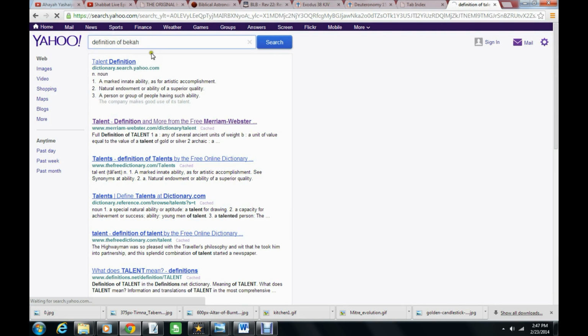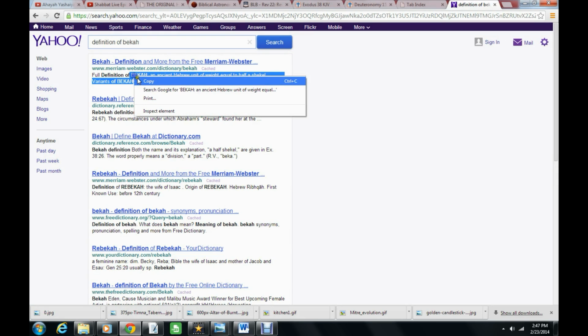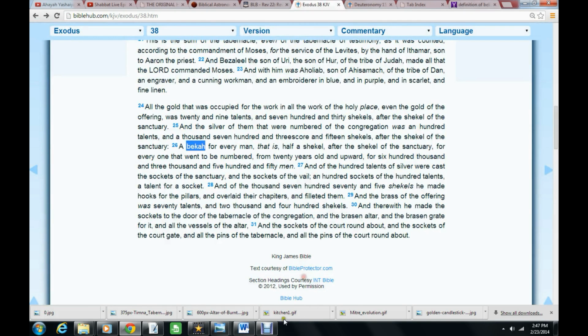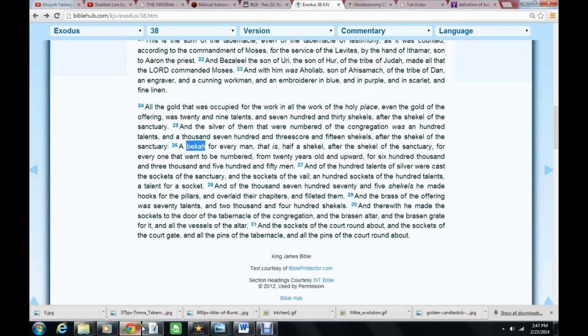I'm not going to do this with all of them, but you should take note and research these things later. So once again, it's another one. An ancient Hebrew unit of weight equal to half a shekel. So there we go. So everything is done around the shekels. Let me go ahead and save my note. So a bekah, half a shekel for every man, that is.